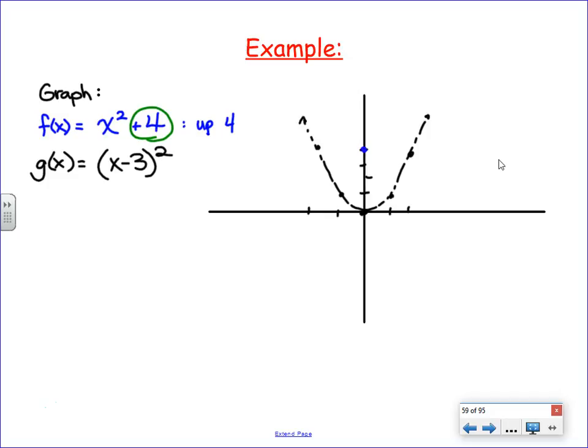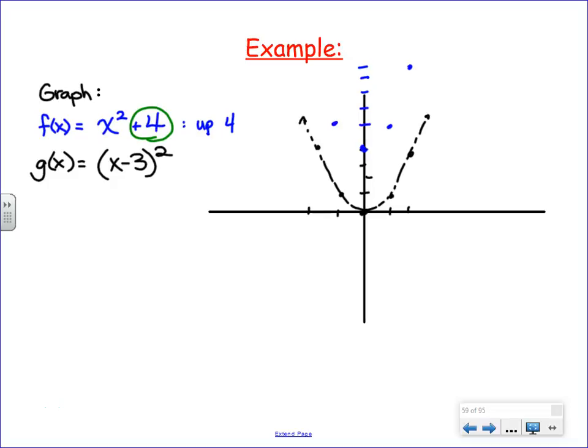So 0, 0 up 4 will now be 0, 4. 1, 1 up 4 will now be 1, 5, right? Just move the y's. 2, 4 up 5 will now be 2, 9. 5, 6, 7, 8, 9. Perfect. Then we come over here with negative 1, 1.